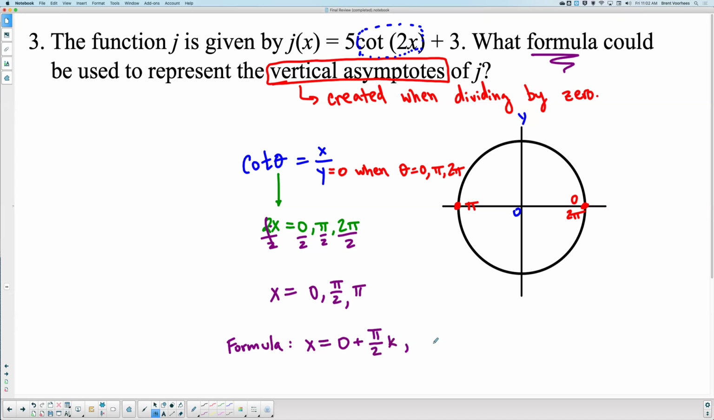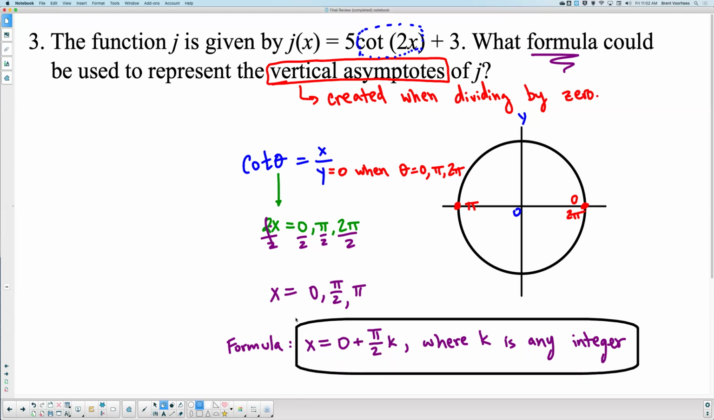Do y'all remember what type of number k is? K is any, it was k element of Z. What did the Z stand for? No, all reals is R. Integers. K is any integer. That's how you write your formula. Right there. That's what your answer would be.